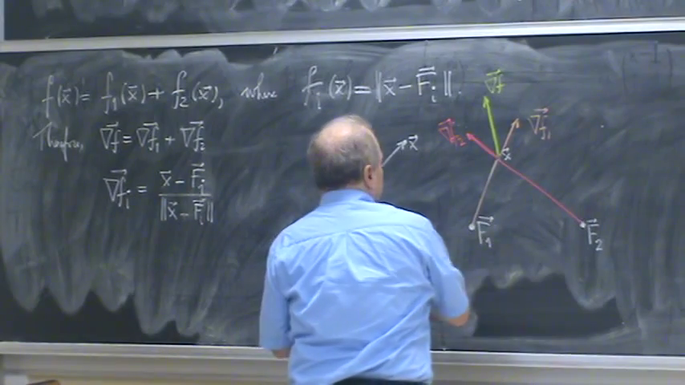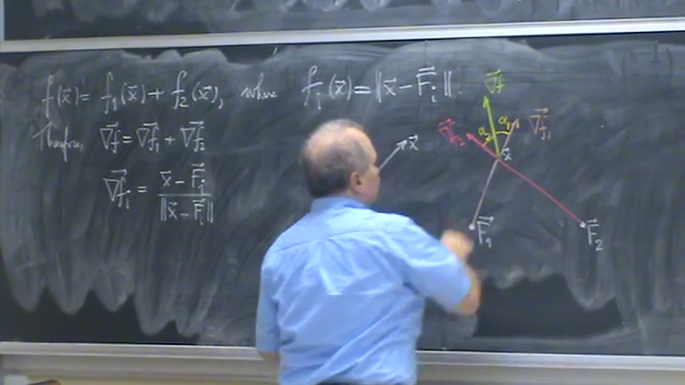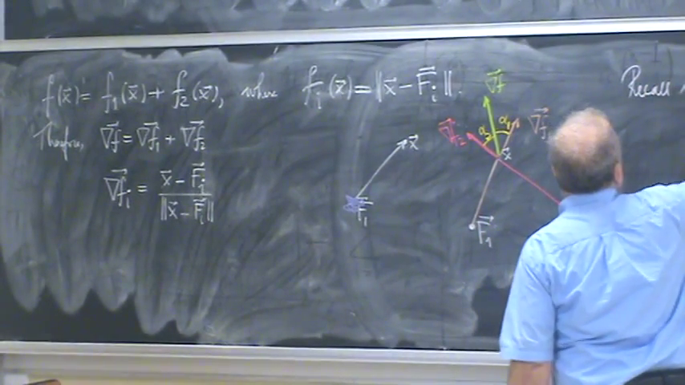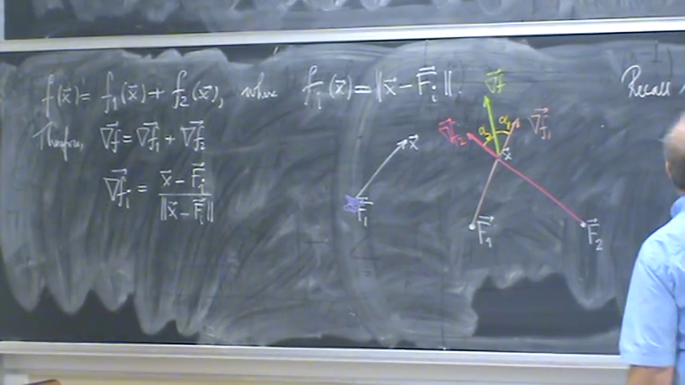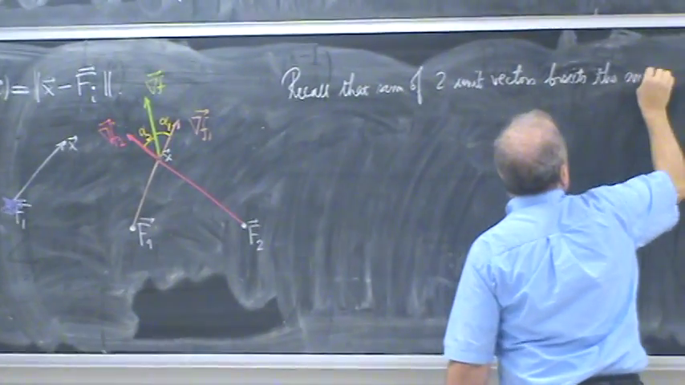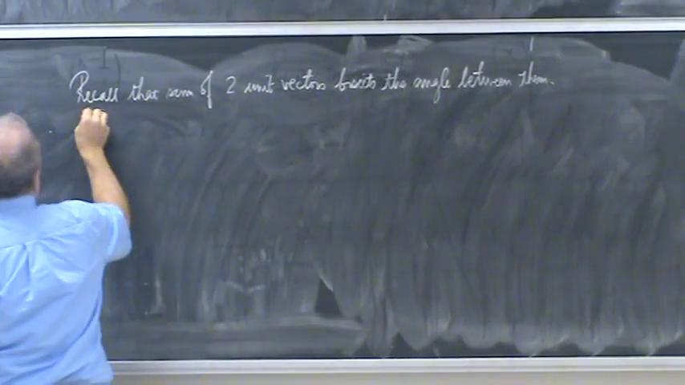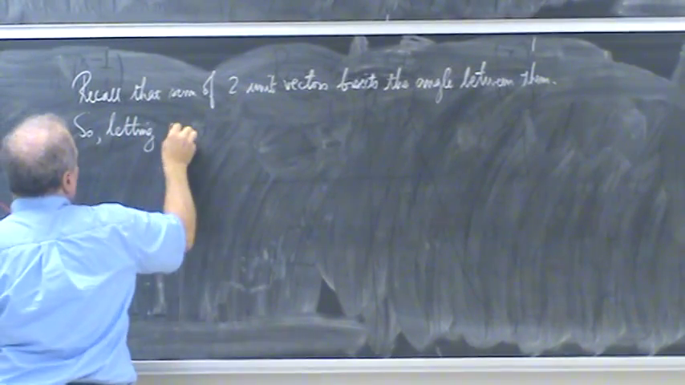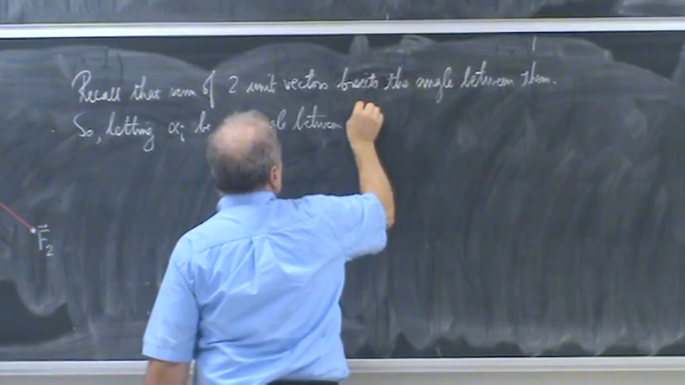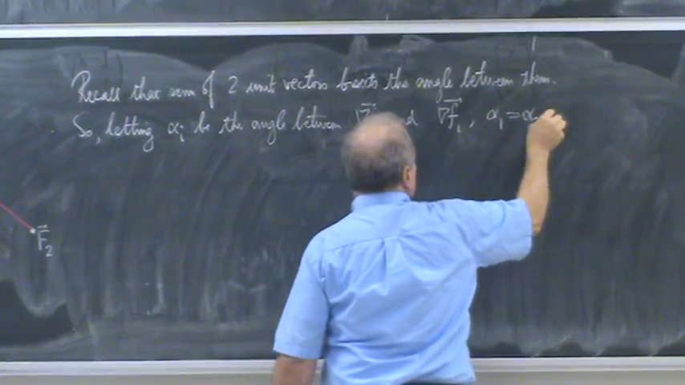So the key thing here is that these angles, alpha 1 and alpha 2, are the same. So recall that the sum of two unit vectors bisects the angle they form. So if we let alpha sub I be the angle between the gradient of f and the gradient of f sub I, alpha 1 equals alpha 2.